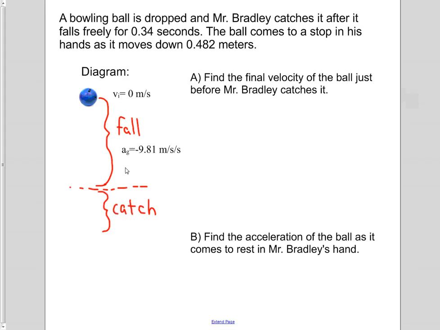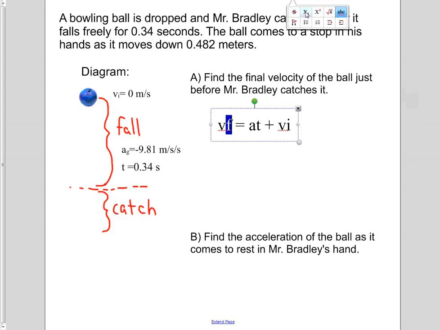So t equals 0.34 seconds. Now we've got 3 pieces of information. So the correct equation that we could select out of our kinematic equations would be the final velocity is equal to A times T plus VI. So VF equals AT plus VI. And since we have all 3 pieces of information, A, T, and VI, we can plug them in and find the final speed at the end of that fall. So let's do that now.